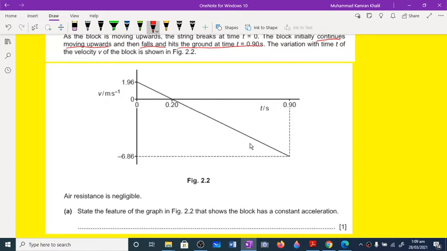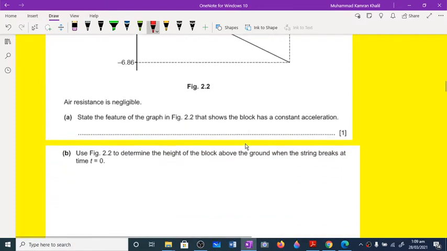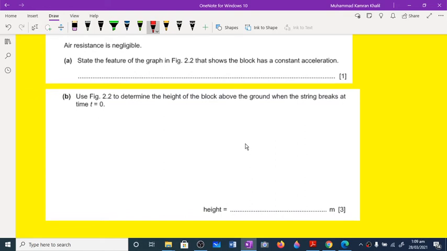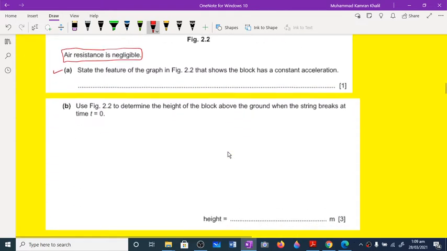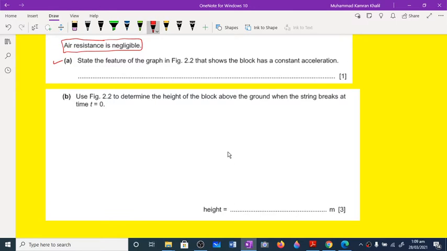Now the first thing: air resistance is negligible. This is a very key point related to this question. Air resistance is negligible, so it means that the acceleration will not change. Then the first part: state the feature of the graph which shows that the block has a constant acceleration. You can see from this graph that the slope or the gradient of the graph is constant. So you have to write down very clearly that the gradient is constant.